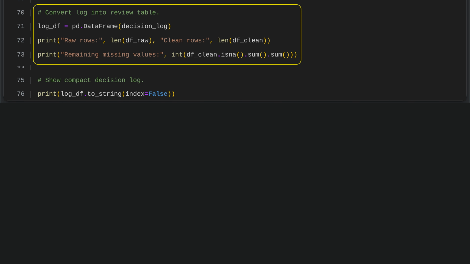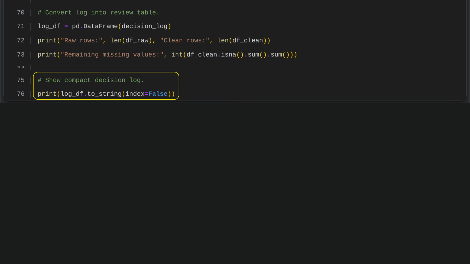The code turns the decision log into a structured table for easier review, then compares the row counts before and after cleaning to show how much data was affected. It also reports the total missing values left in the cleaned data, giving a quick check for any remaining data quality issues. The code prints a concise decision log by converting the data frame to a readable string without showing the index. This gives a clear summary of the data cleaning decisions made during processing.